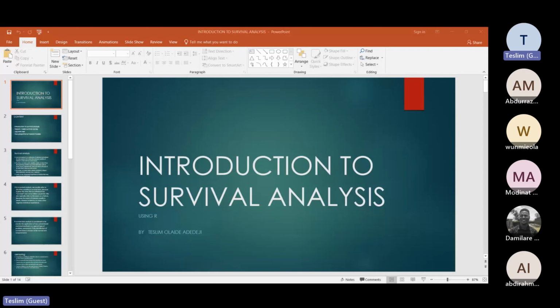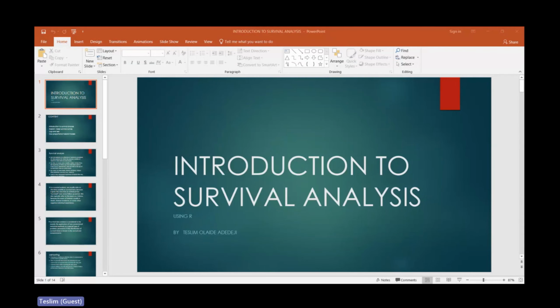So these are the contents of what we are going to be doing today: the Introduction to Survival Analysis, the Kaplan-Meier survival curves, the log-rank test, and the Cox proportional hazard model. Before we go into the practical aspect, we have to give you the theoretical introduction, so that you will understand the practical aspect.